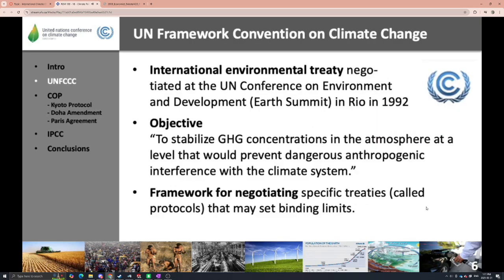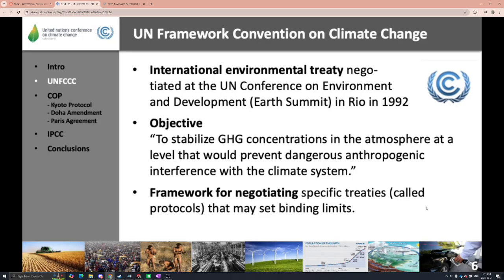The foundation of international climate change politics is the United Nations Framework Convention on Climate Change, or the UNFCCC. The UNFCCC is an international environmental treaty that was negotiated at the Earth Summit in Rio in 1992, and we talked about this a little bit in the first lecture on sustainability and the Rio Summit. Now, the objective of the convention is to, quote, stabilize greenhouse gas concentrations in the atmosphere at a level that would prevent dangerous anthropogenic interference with the climate system, end of quote.